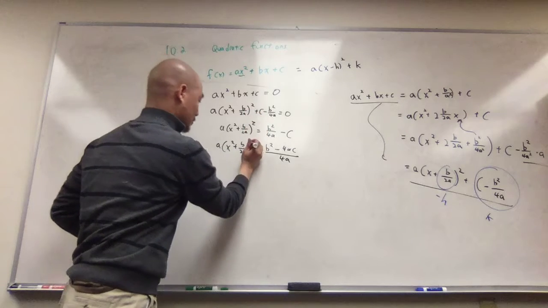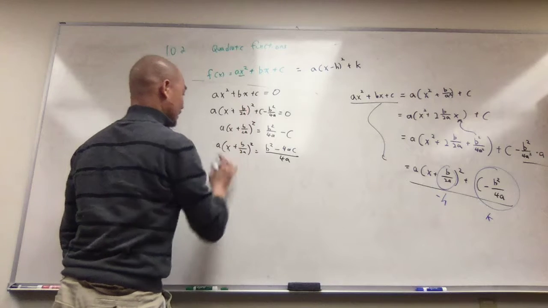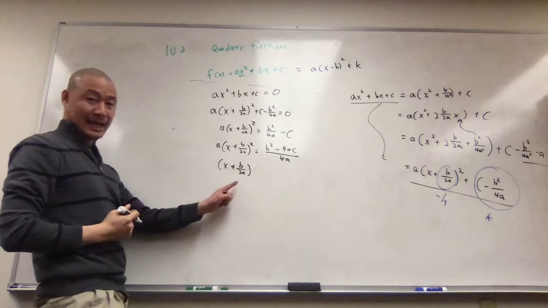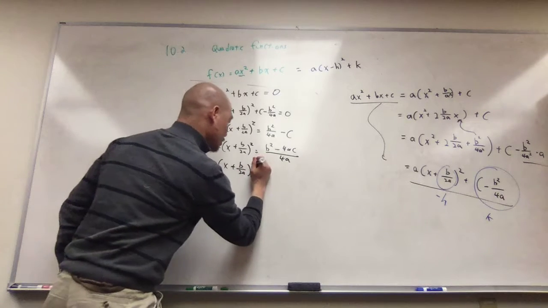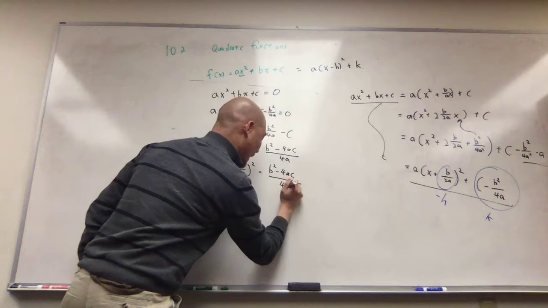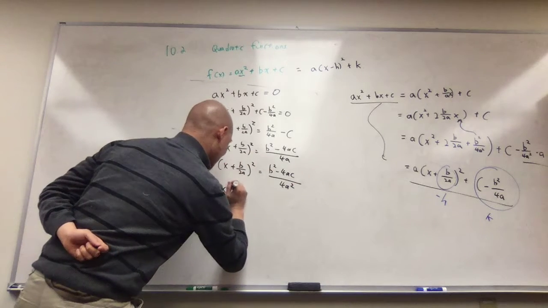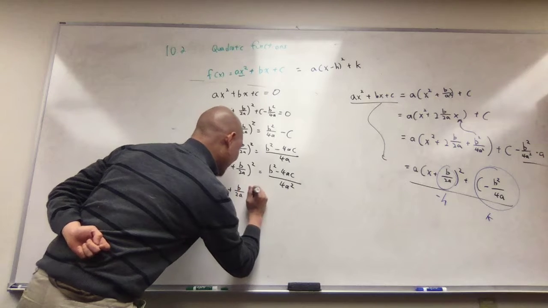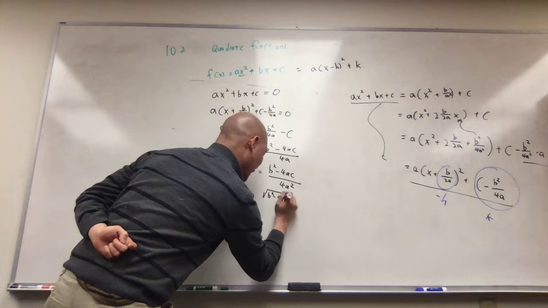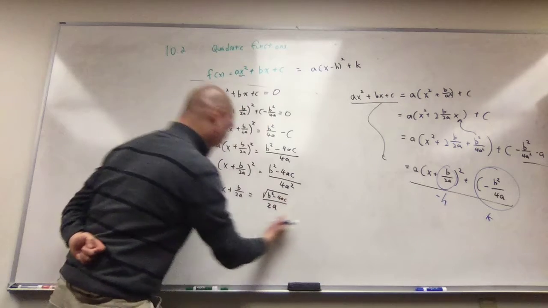Sorry, there's a squared here and a squared here. If I divide both sides by a, I get x plus b over 2a, squared, is equal to b squared minus 4ac over 4a squared. By taking the square roots of both sides, I get x plus b over 2a is equal to the square root of the top, b squared minus 4ac, over the square root of the bottom, which is just 2a.